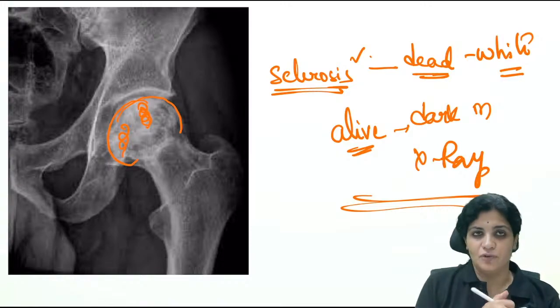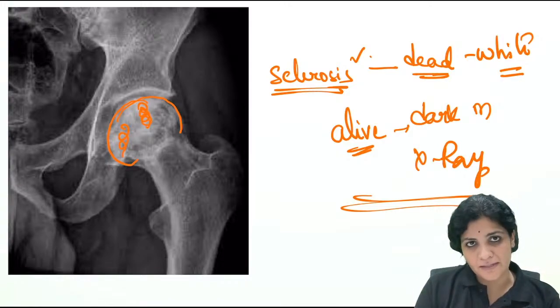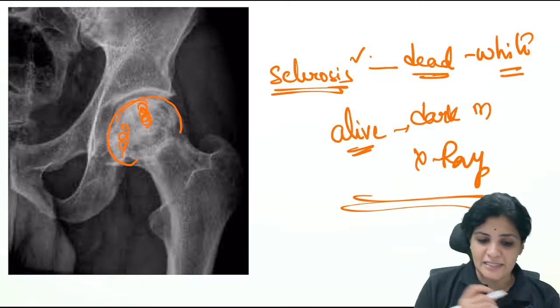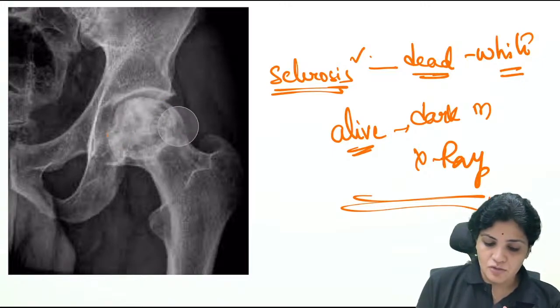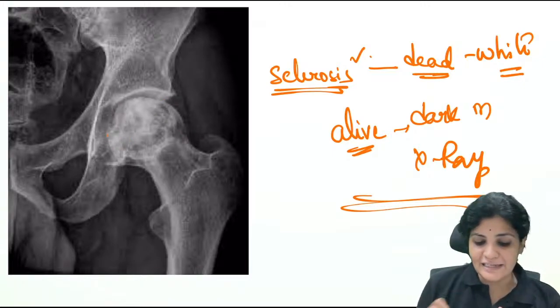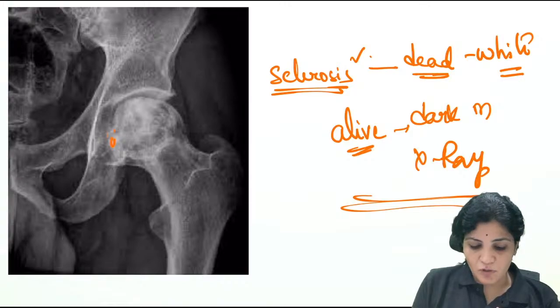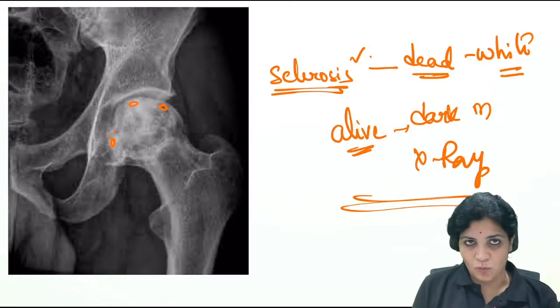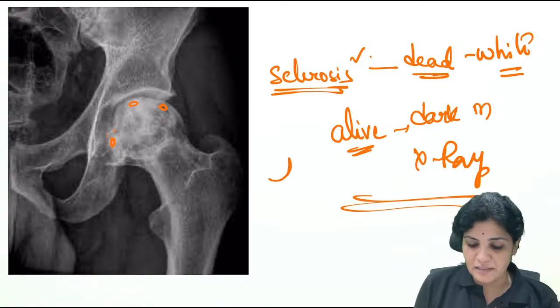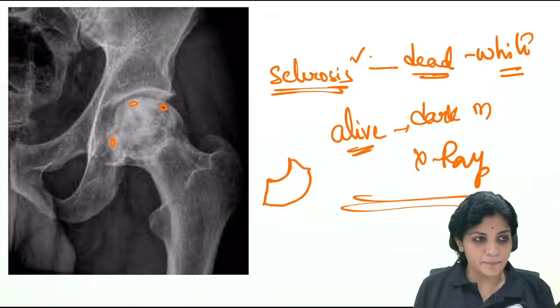And typically for avascular necrosis, what you see is the subchondral cyst. So you see the subchondral cyst and you see the crescent sign. So some small cysts like this we see, and then you see the crescent sign. So there is a half moon shape like this. Sign is seen on the X-ray. Understood?